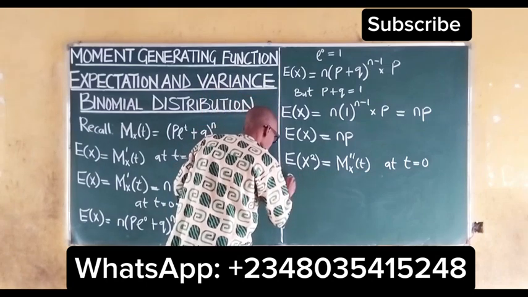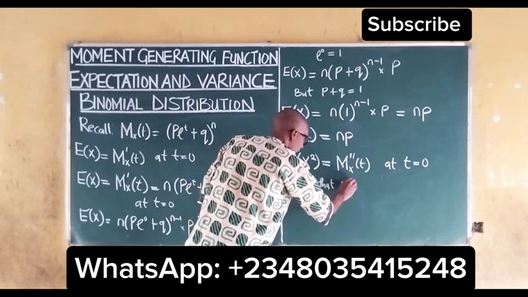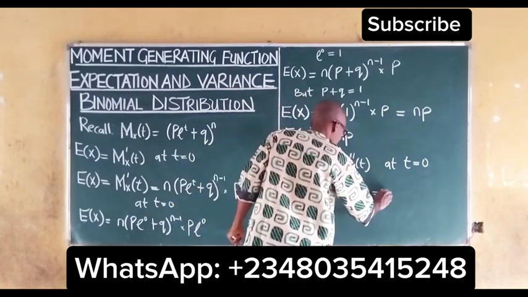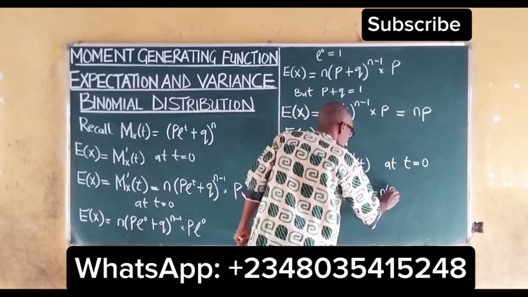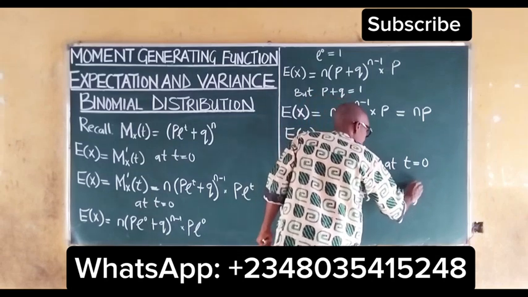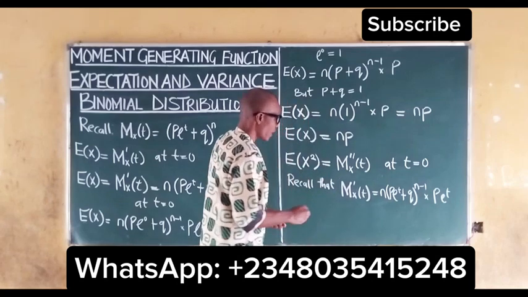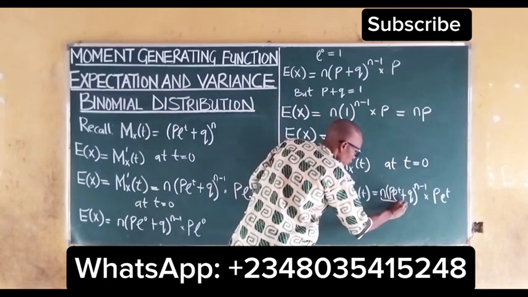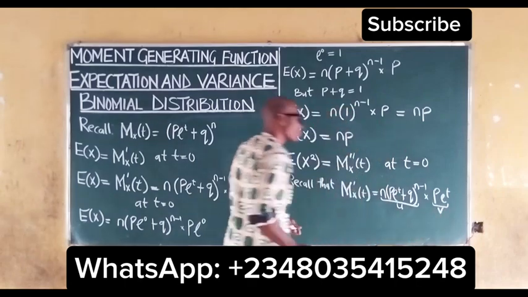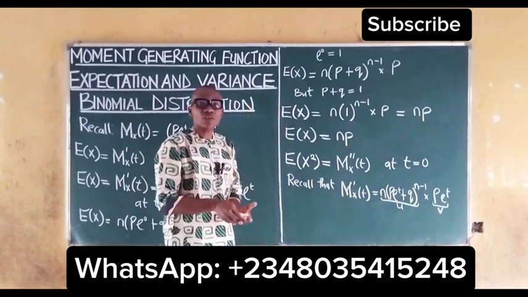So we should recall that our first derivative is n into (pe^t + q) raised to the power of n minus 1 multiplied by pe^t. What we do here is use what is called the product rule of differentiation, u and v, to differentiate this and get our second derivative.